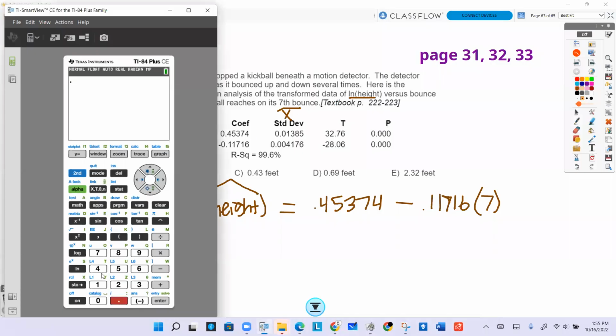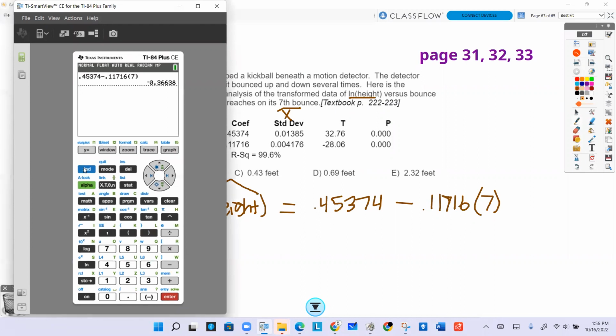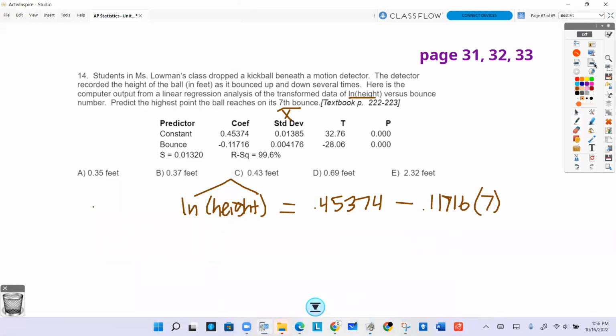All right, let's plug that in. 0.45374. Let's put all the decimals in. Minus 0.11716 times 7. And you get negative 0.36638, which is ridiculous. That doesn't make any sense. But Ln, to undo Ln, we're going to do second Ln, right? And we do e to that power. And you end up getting a value that's one of the ones down there. So 0.6932 is the predicted height after 7 bounces. So you can see that 0.69 is right over there. And there's your work.